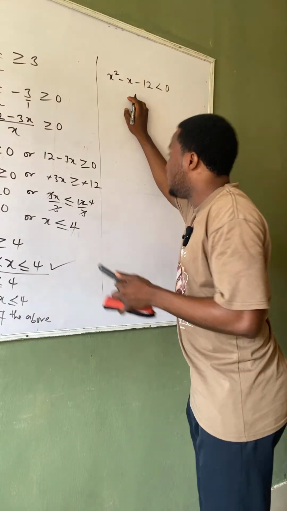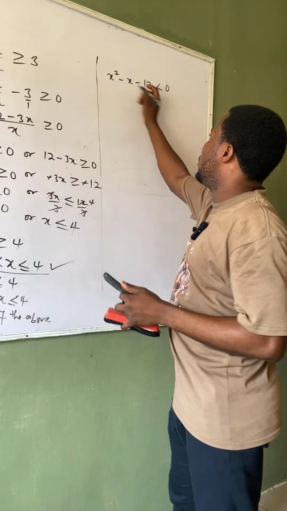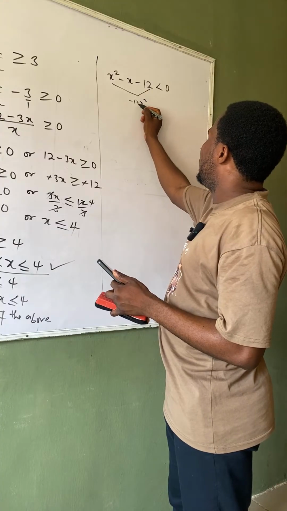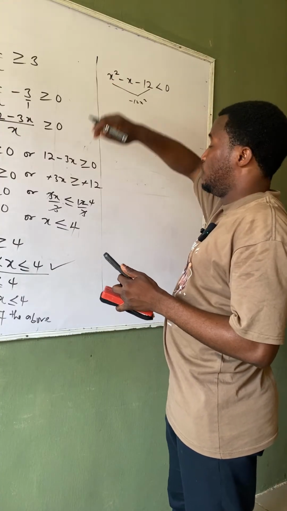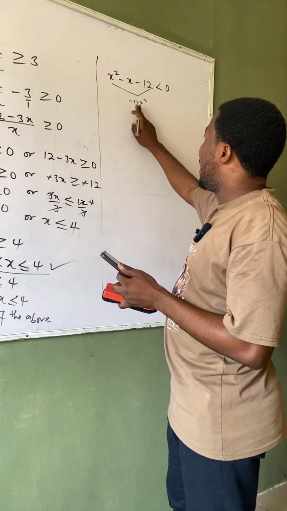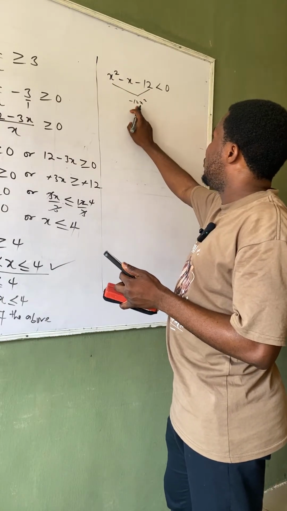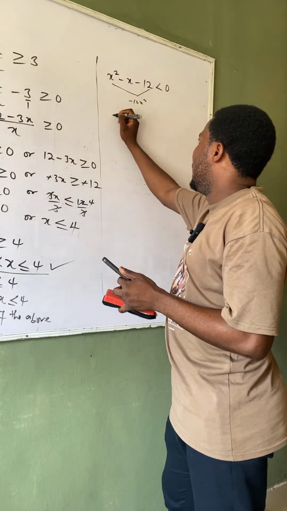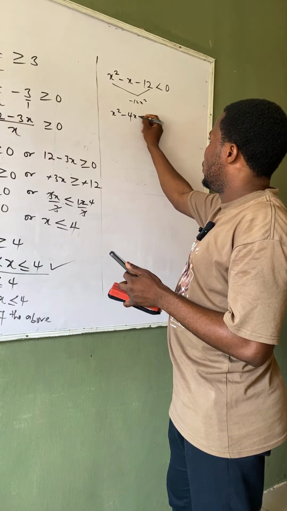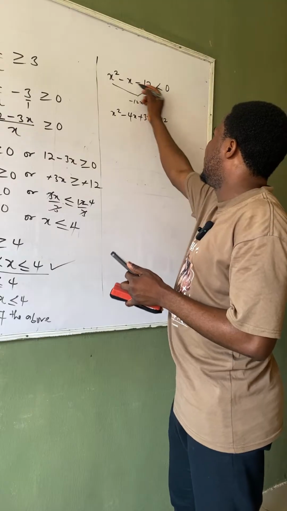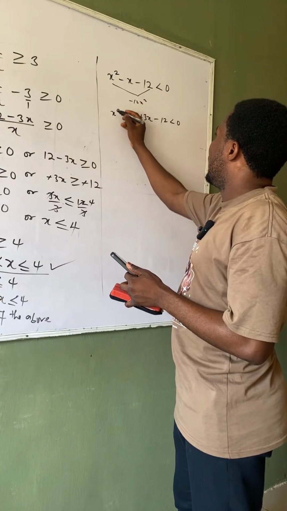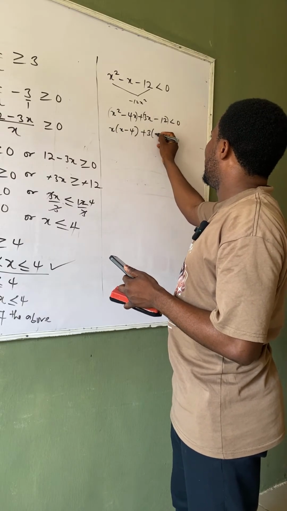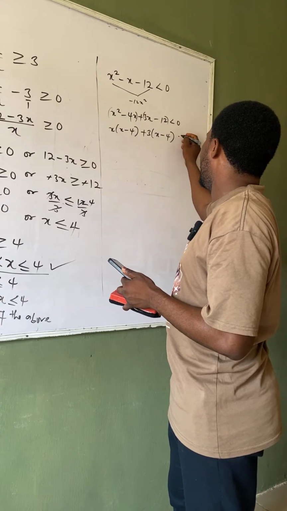Your normal way of solving a quadratic equation, do it here. If you multiply, you have minus 12x squared. The values multiplied together that give minus 12 are 6 times 2, or 4 times 3. The one that gives minus x is minus 4x plus 3x, then minus 12. You can group and factorize: x is common, x(x minus 4) plus 3(x minus 4), less than 0.